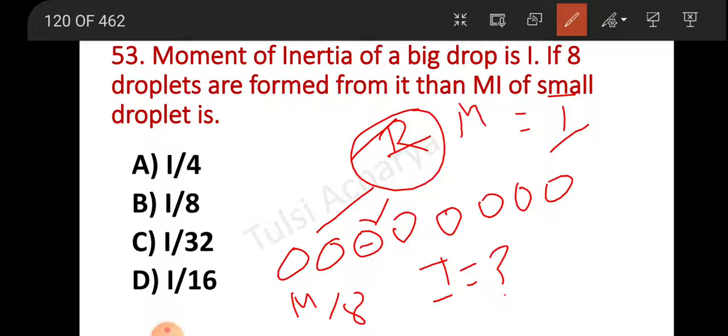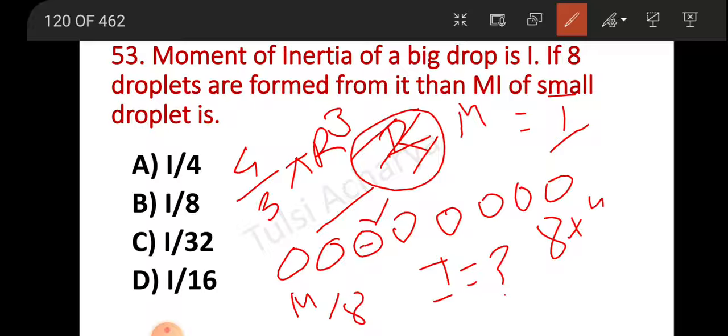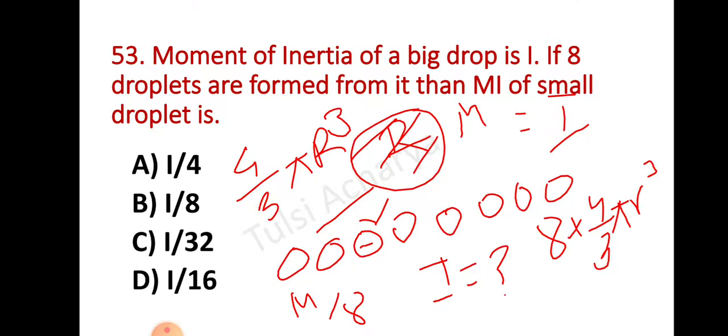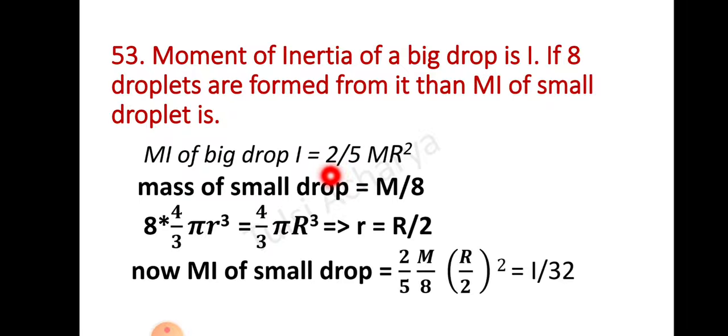So from this big drop we are forming these small drops. So volume of big drop will be 4 by 3 pi R cube, which will be exactly equal to the 8 times of the volume of one small drop, 4 by 3 pi small r cube. Now let us solve this question. We know that moment of inertia of big drop is 2 by 3 mr square. Sorry, 2 by 5 mr square. And mass of small drop is m by 8. We already discussed. And we know that 8 times volume of small drop is equal to volume of big drop.